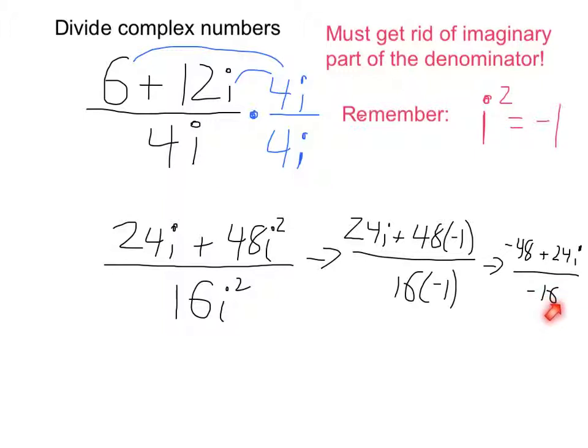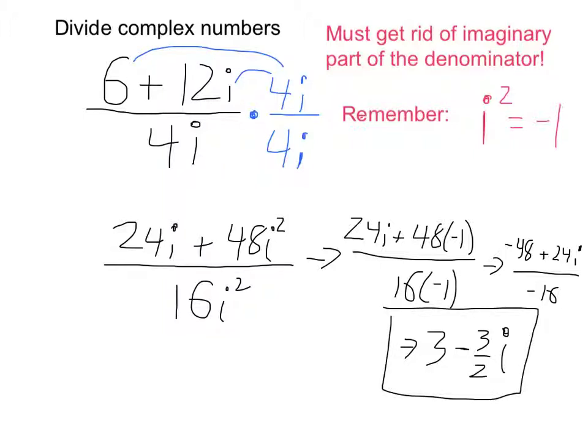Now I can just reduce that. Negative 16 will go into negative 48 3 times, and 24 over negative 16 reduces to negative 3 over 2 times i. So there I have it. That's what I get when I perform the division with the complex numbers.